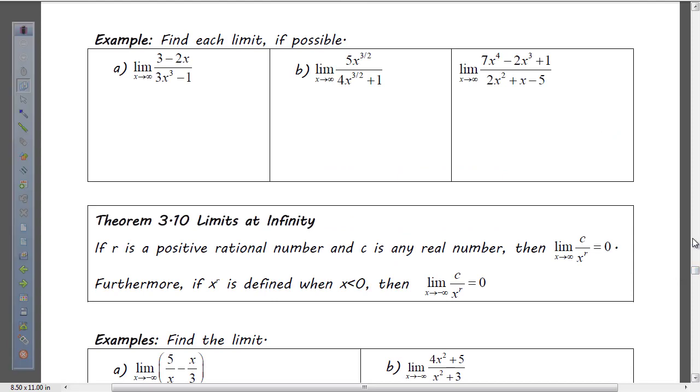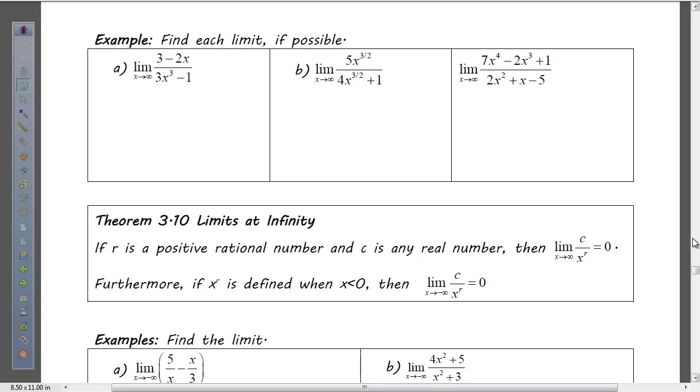All right, so we're going to use these same rules again here to determine the limit. Notice when we're looking at these limits, we're approaching infinity or minus infinity. And so essentially what we're being asked to find is whether there is a horizontal asymptote.